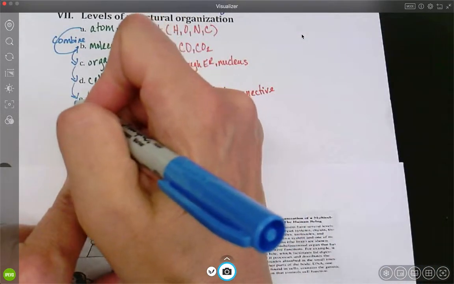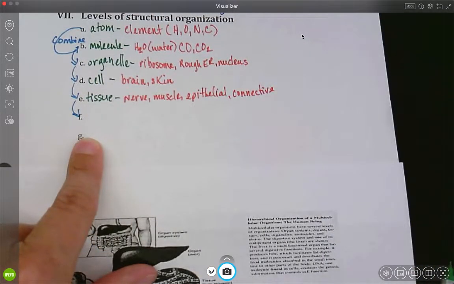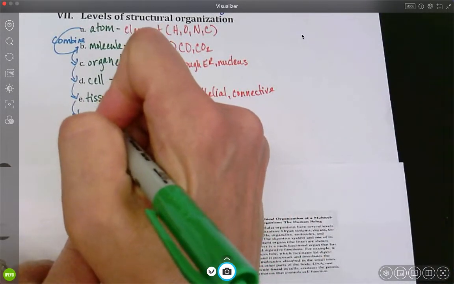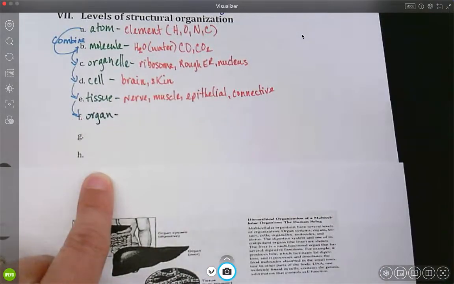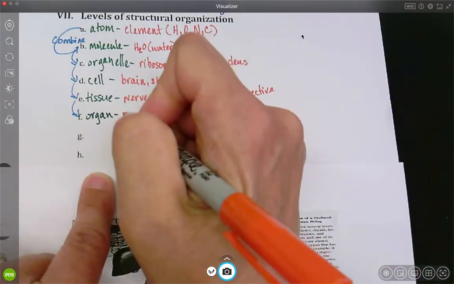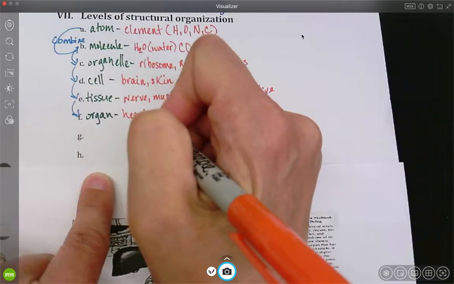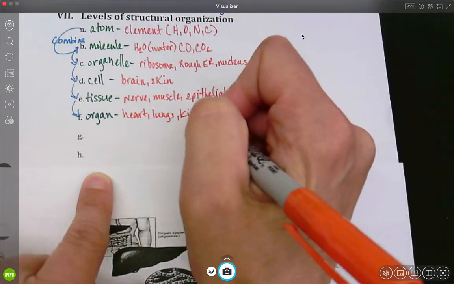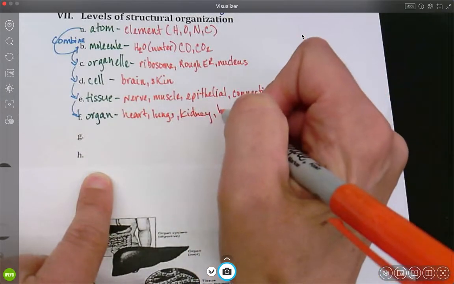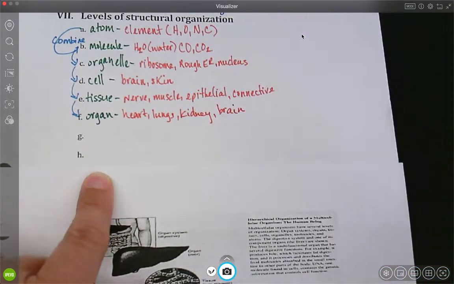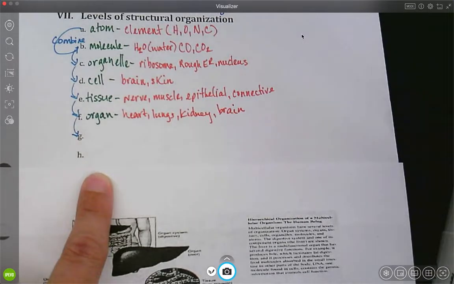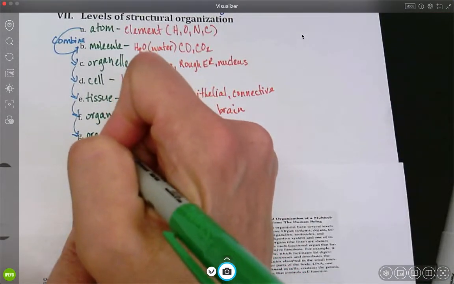My tissues, I get layers and layers and layers. What do I get next? I get an organ. So give me some organs. We've talked about these. Heart, lungs, kidneys, any of them that you want to name, brain. All of my organs together. So now I'm combining the organs together. That's going to give me an organ system.